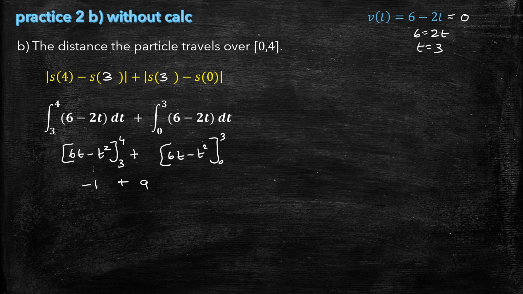But we mustn't forget, I left them off just before, but we mustn't forget that we're really taking the absolute value of everything. So that would come out to be 10. So the distance traveled is 10 units, as we confirmed using the calculator in the previous slide.